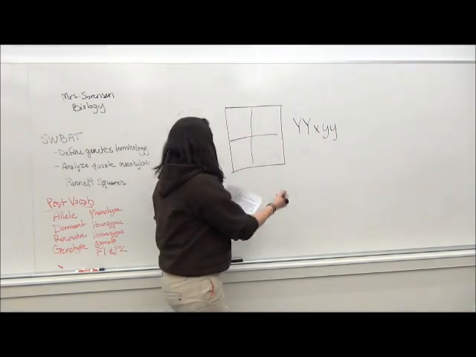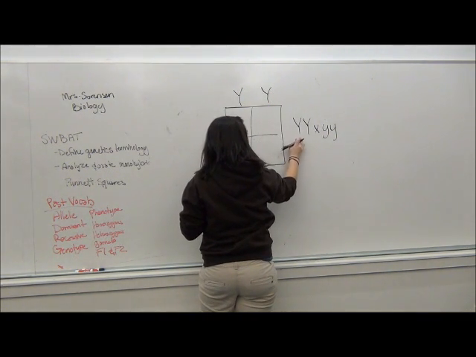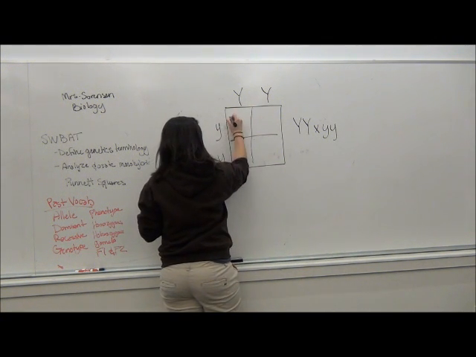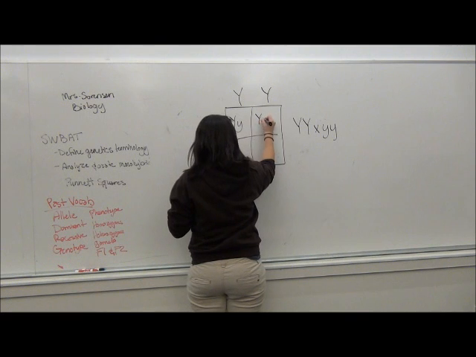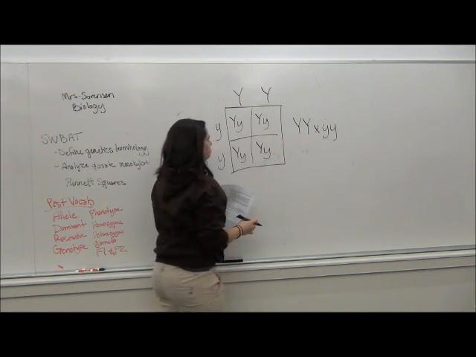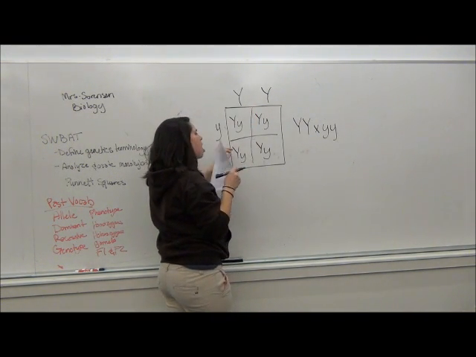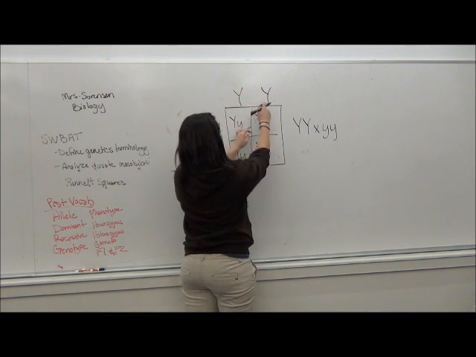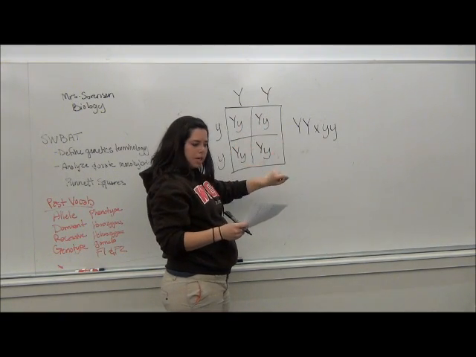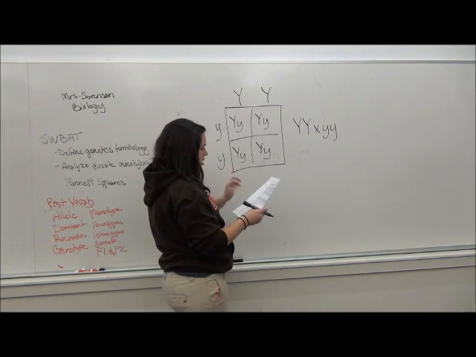So let's go ahead and do that. Big Y. So you're taking one allele per each square. So you've got big Y, little y, big Y, little y, big Y, little y, big Y, little y. Okay? So you're just pairing these squares to get your genetic combinations or your gamete combinations.